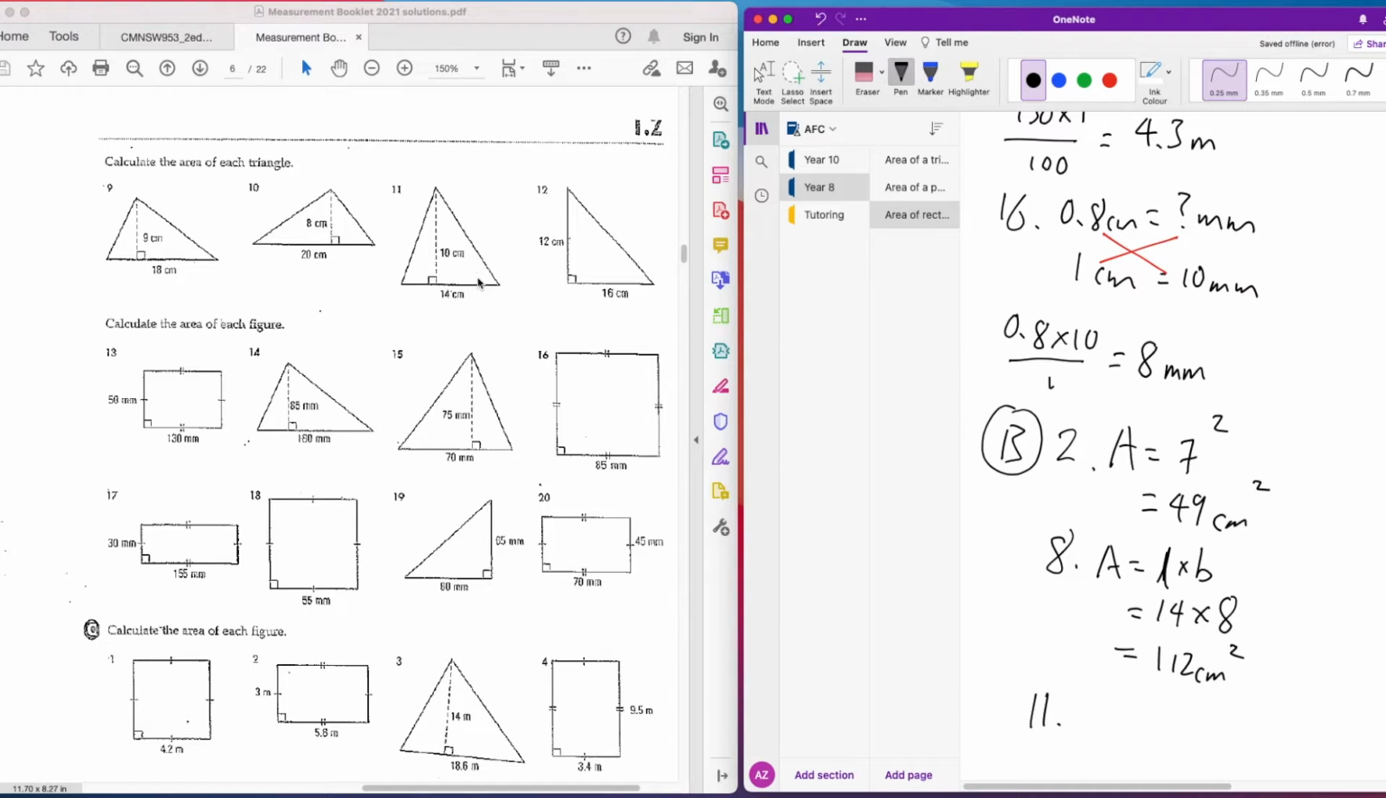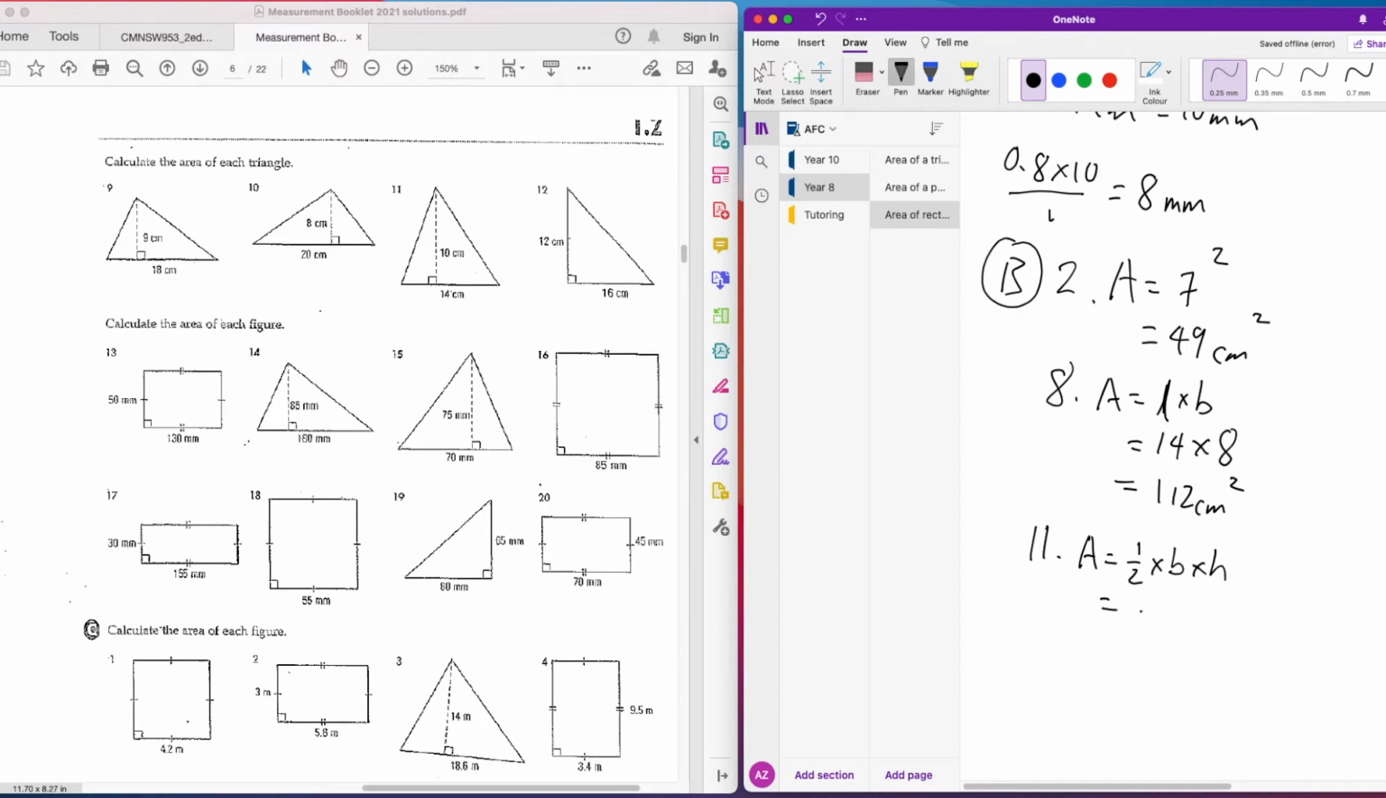To work out the area of the triangle, remember the area equals half times base times the height. So in this case, it's equal to half. Now, what does the base equal to? Remember, the base needs to be a side of the triangle. So 14 is one of the sides. So I times it by 14 and times by the height.